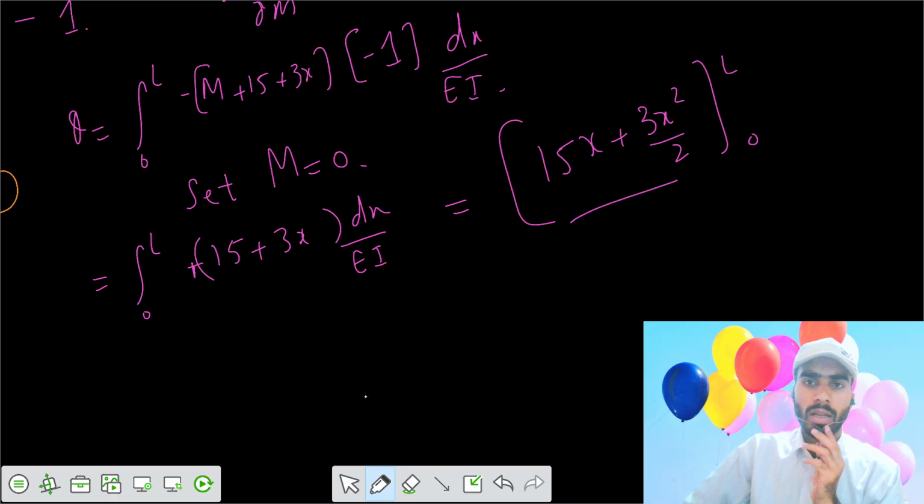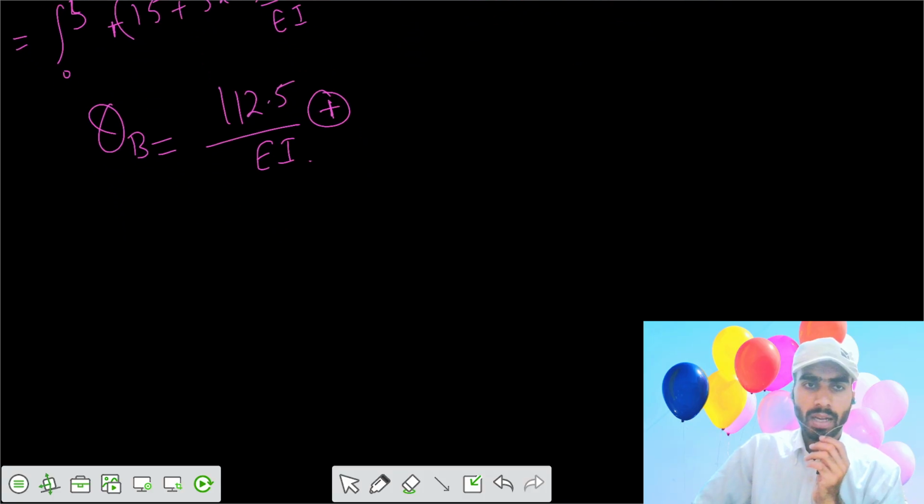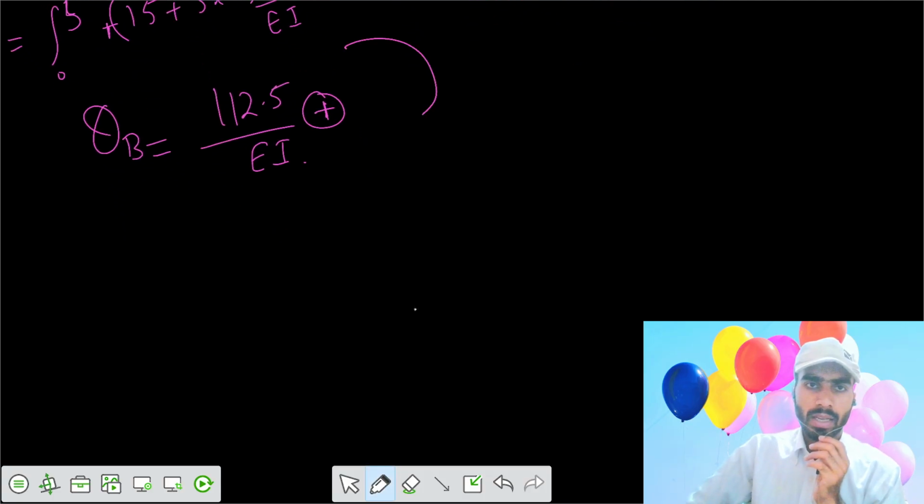0 to L. But the value of L was from 0 to 5 meter. You can write 0 to 5, by EI. So finally we can get theta at B equals to 112.5 by EI. So you got a positive value. Positive value of theta means the direction you assumed that moment is acting in this direction. You applied a zero moment in this direction. That means theta B is also acting in this direction, that clockwise moment with respect to your horizontal axis, say.